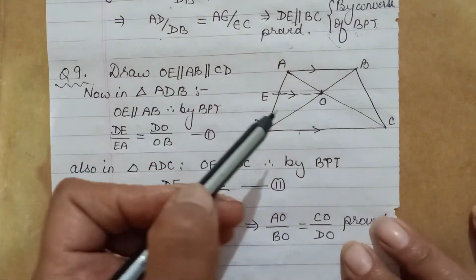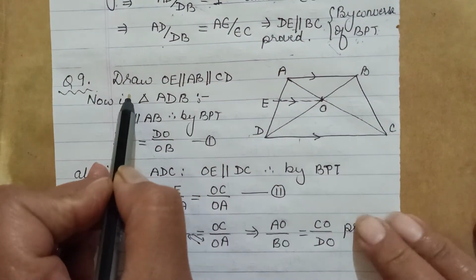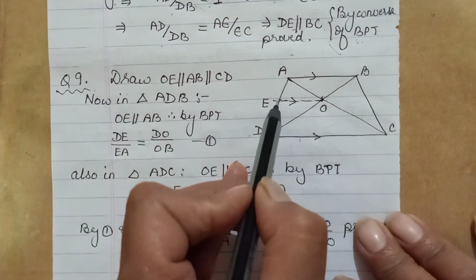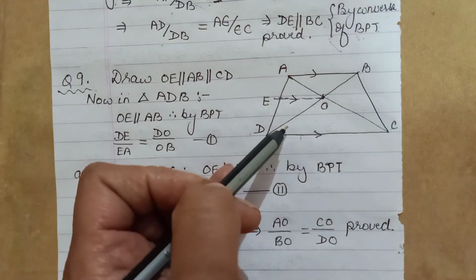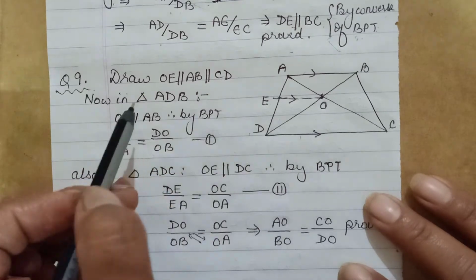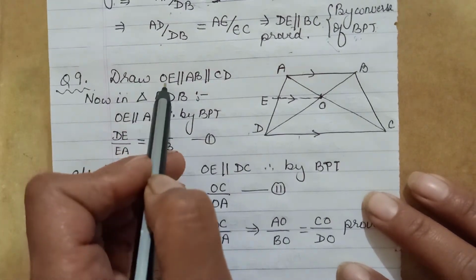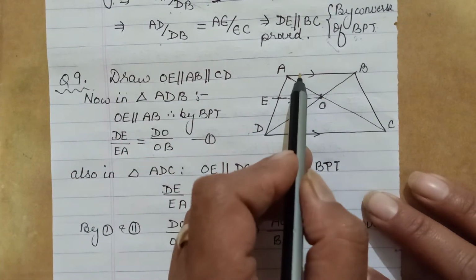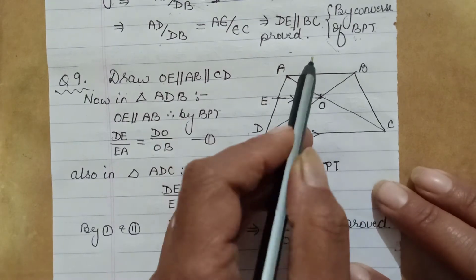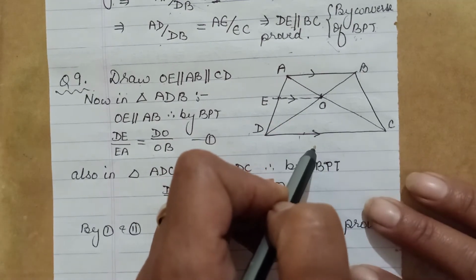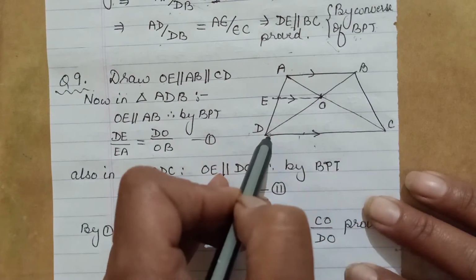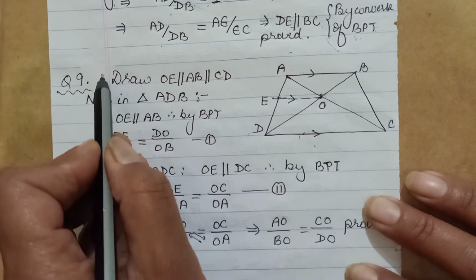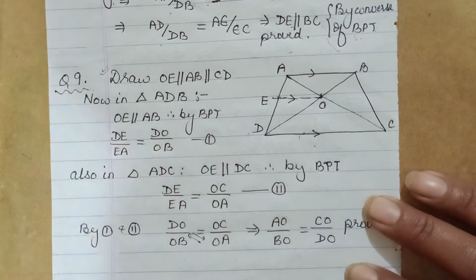So how do we get that? For that there is a construction required here, children, which you have to memorize, keep in mind. Only then you can proceed with the question. And once you get that construction, the rest is all easy. So we will draw OE parallel to AB, and AB and CD were already parallel, so if OE is made parallel to AB, it is automatically parallel to CD. Okay, so this construction you have to remember, children, for this question.